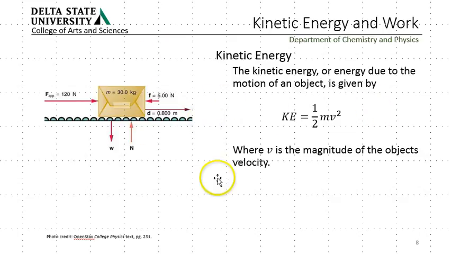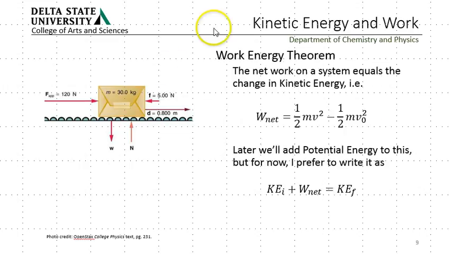So kinetic energy is one of the types of energy we're looking at, and its relationship to work is really simple. If you start off with some velocity v naught and end up with some other velocity v, the net work done is simply the final kinetic energy minus the initial kinetic energy. Or another way to write it: your initial kinetic energy plus any work done on the object gives you your final kinetic energy.